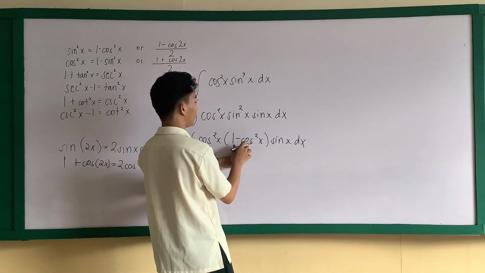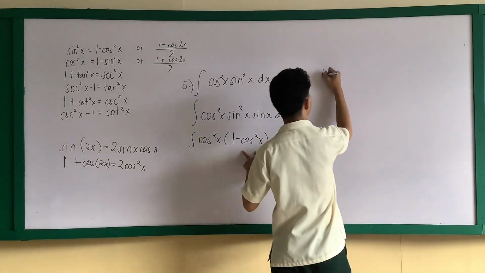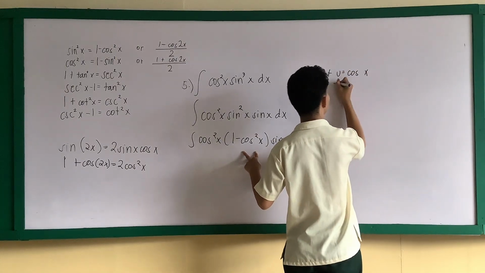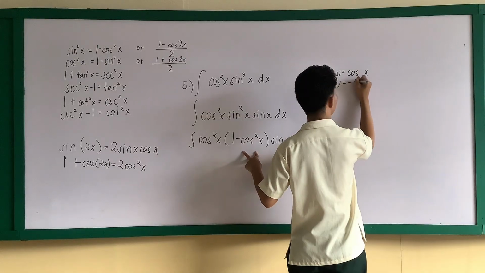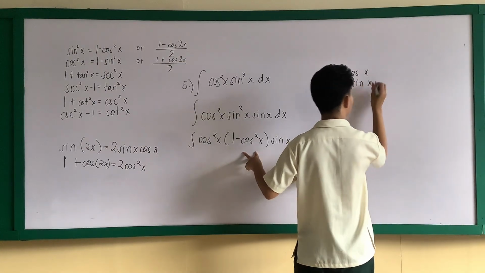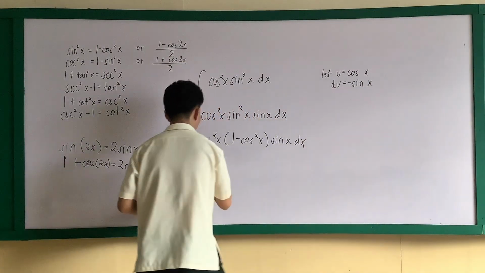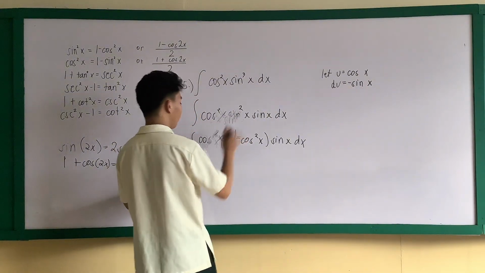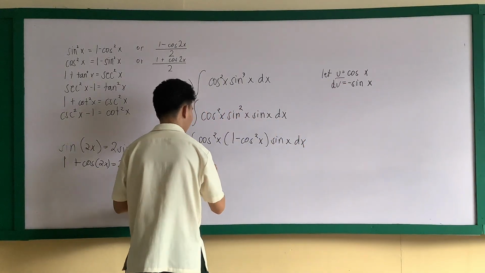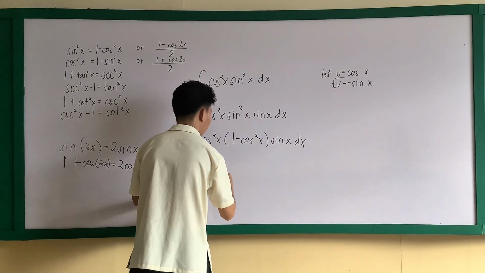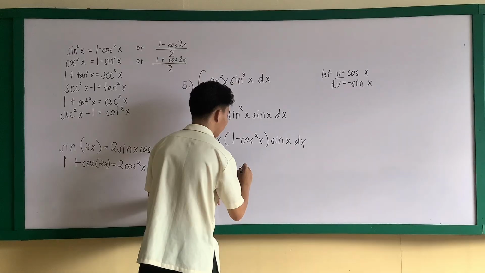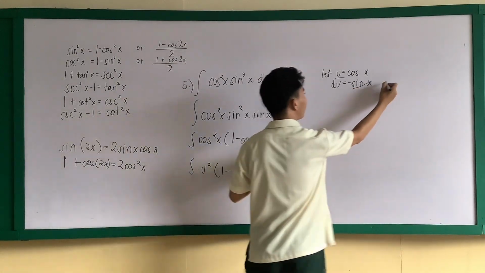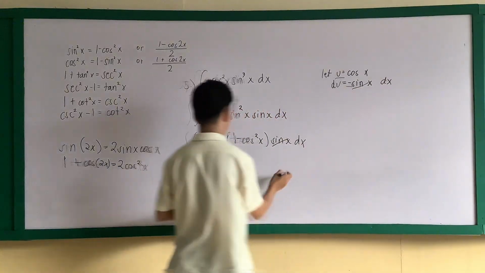So, para makancel na yung sin x, ilalat natin yung cos. We're going to let u is equal to cosine x. Then, du is negative sine x. So, substitute natin ito dito given. So, since we already let cos equal to u, ilalat natin yung cos dito. So, u squared times 1 minus u squared, cancel yung sine. So, magiging du na lang yan dyan.